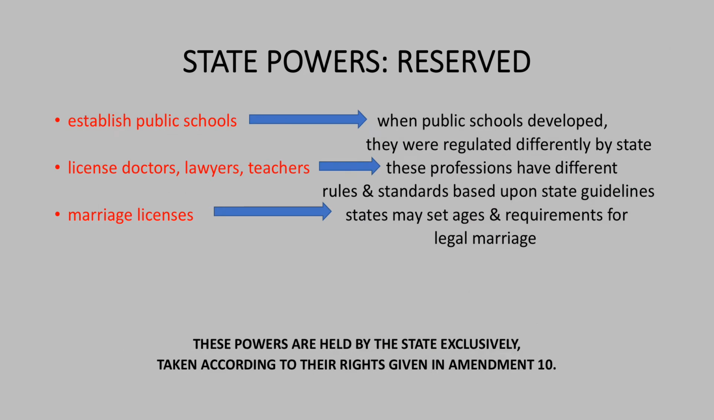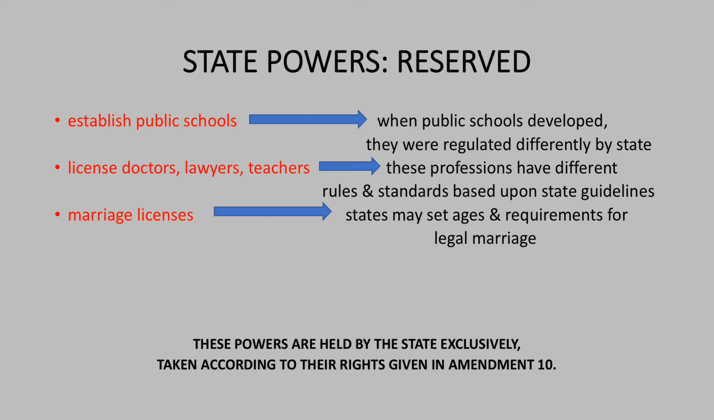Some powers that are reserved to the states are establishing public schools. Now, this was not originally outlined in the Constitution in 1791 because public schools weren't common across all states. And so once they did develop, the states took on the power to regulate them themselves. And so we have MCAS, standardized testing just for Massachusetts, which is different than standardized testing in other states. We know that professions like doctors, lawyers, and teachers get licensed by state because they have different rules and standards based upon what their state allows.